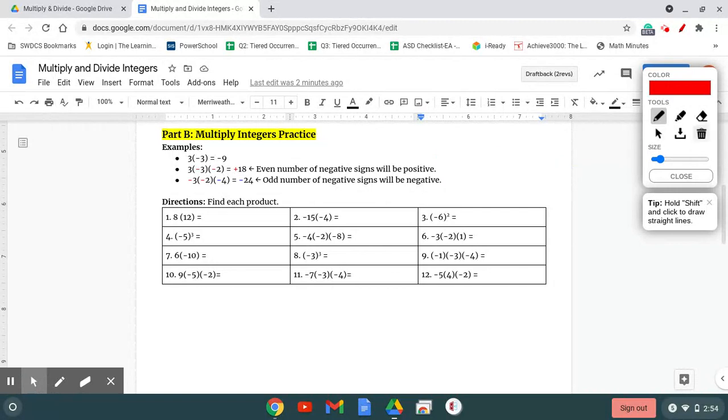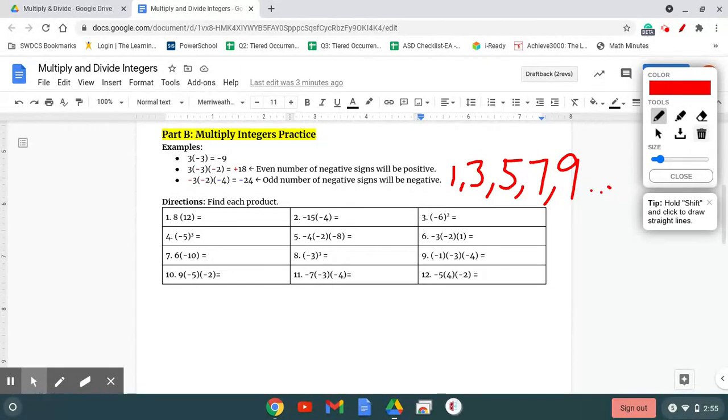All right, and the same type of rule, if you have an odd number of negative signs, then your answer is going to be negative. So for example, let's think about what are our odd numbers. Well, 1, 3, 5, 7, 9, and so on and so forth. So if you have one number that's negative, negative. 3 numbers that are negative, negative. 5 numbers that are negative, negative.